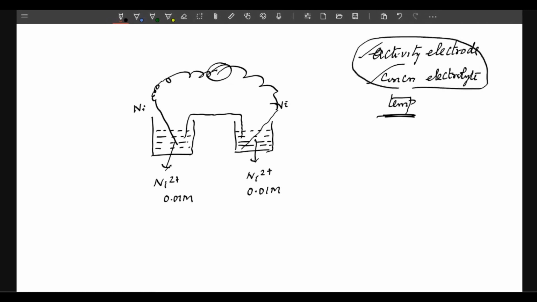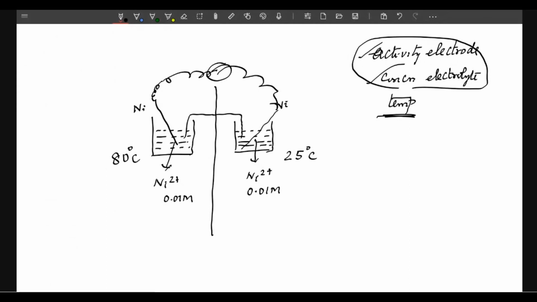If we vary the concentration of the electrolyte, we produce some EMF in the cell. If you change the temperature, then also there should be some EMF produced. But no book would be giving this. How to make the difference? Separate these two, and here I am keeping it at 25 degrees centigrade, and here I am keeping it at 80 degrees centigrade.